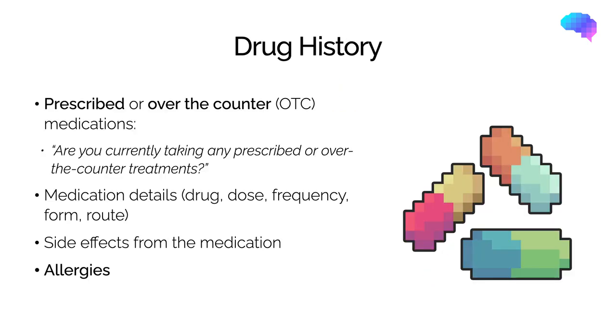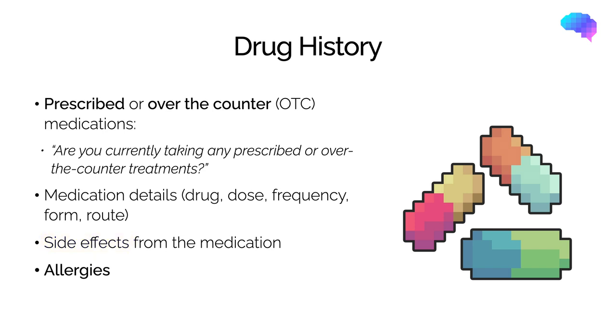When considering drug history, you should ask if the patient is taking any prescribed or over-the-counter medicines. If the patient is taking a medicine, you should find out about the dose, frequency, form, and route. It's also worth asking about whether the patient is experiencing any side effects from their medication. Some medications can cause respiratory side effects.